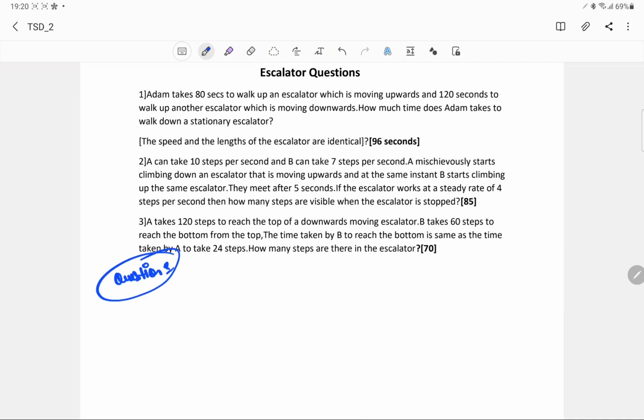Okay, so now let's see this. Adam takes 80 seconds to move up an escalator which is moving upwards. So he is moving in the direction of the escalator. And 120 seconds to walk up another escalator which is moving downwards. So this is scenario 1, this is scenario 2.